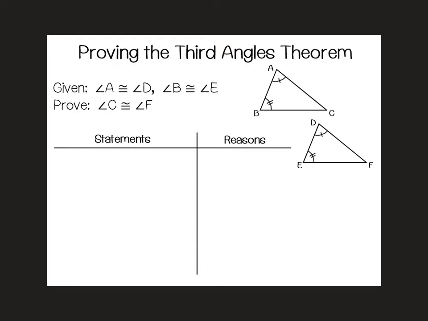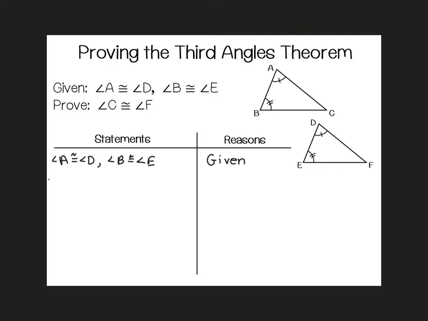If we're going to prove the third angle theorem, we always start with our given information. So given that angle A is congruent to angle D, angle B is congruent to angle E. One thing that's going to start happening soon in geometry is that we're going to have to mark our figures. So if it says angle A is congruent to angle D, we want to double check that it's already marked in the figure. And since it is, we don't have to add those marks this time, but just be aware very soon we might have to.